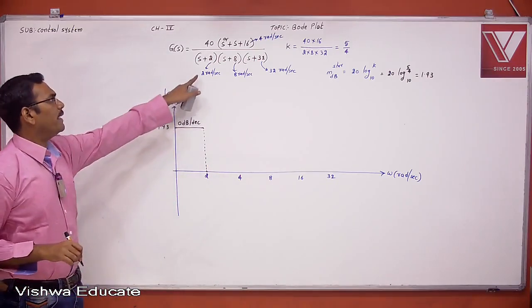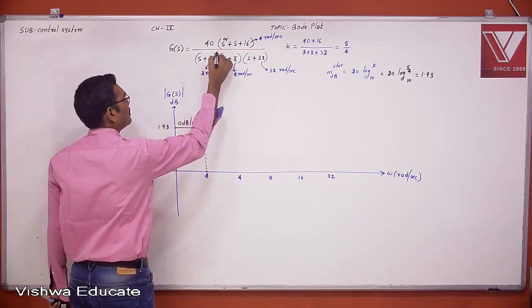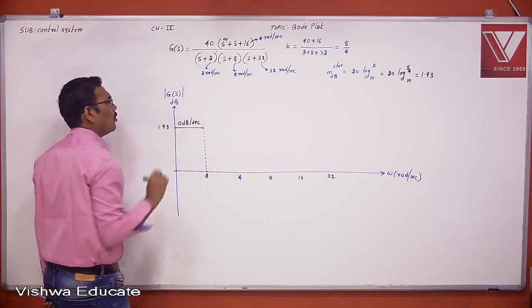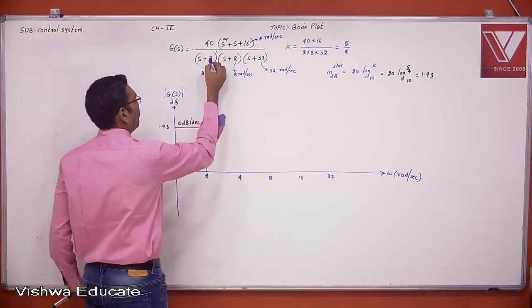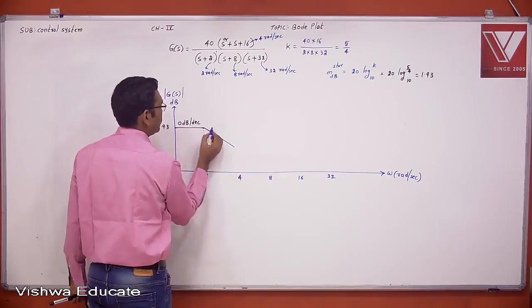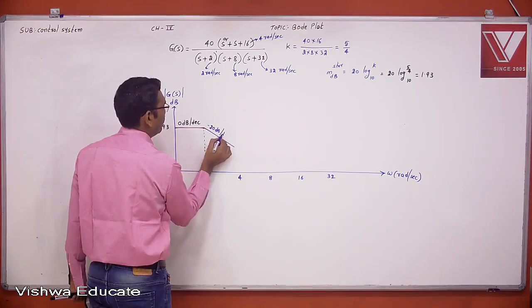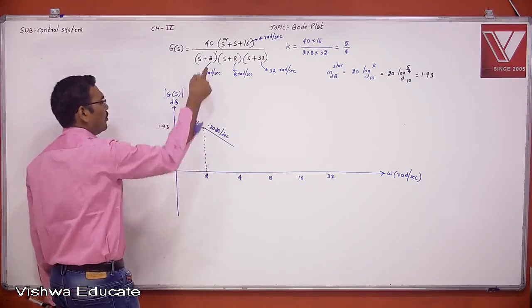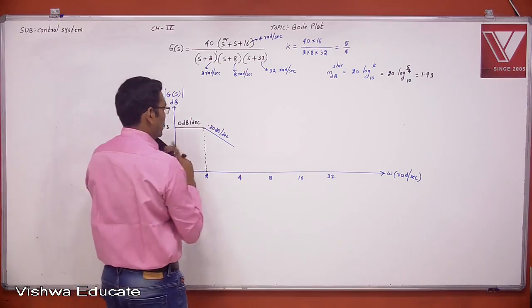Now at 2 radians per second, one simple pole produces a slope of how much? One simple pole produces a slope of minus 20 dB per decade, because minus 20 and plus 0 is minus 20. Now this holds up to the next corner frequency.